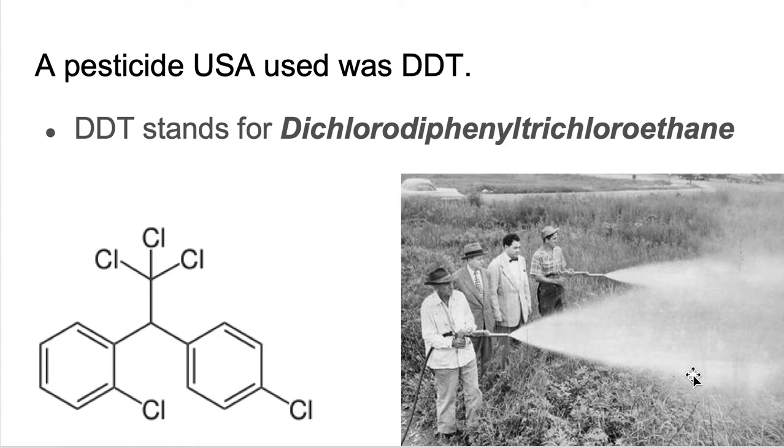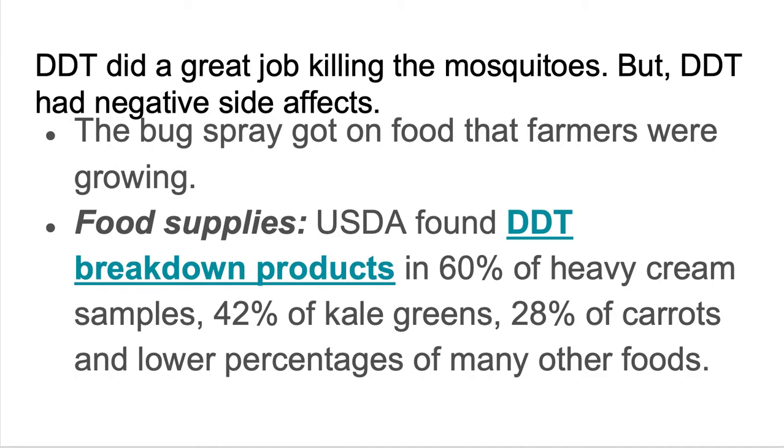But remember, this was back in a time period where people didn't really know any better. They thought that the chemical wouldn't affect plants or animals. So, the DDT did a great job killing mosquitoes, but at what cost? You see, it actually got on the food that farmers were growing.